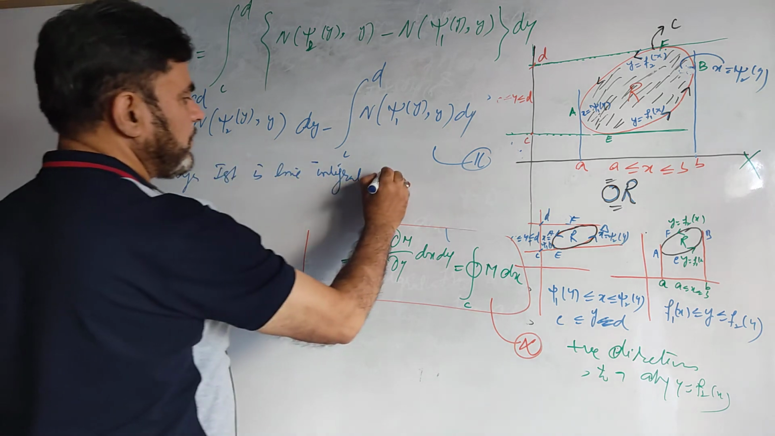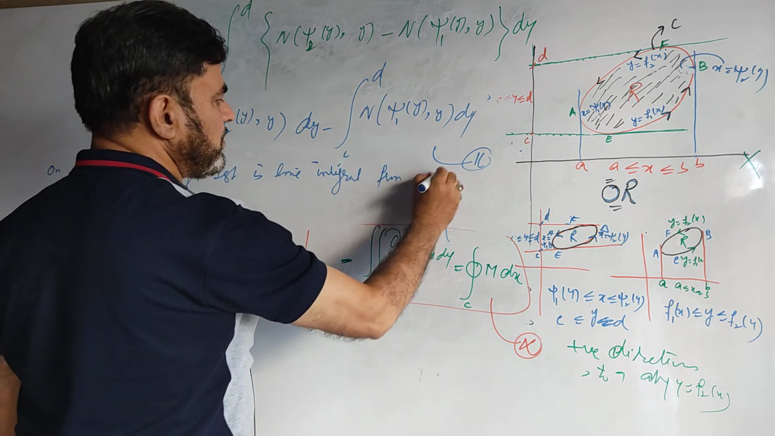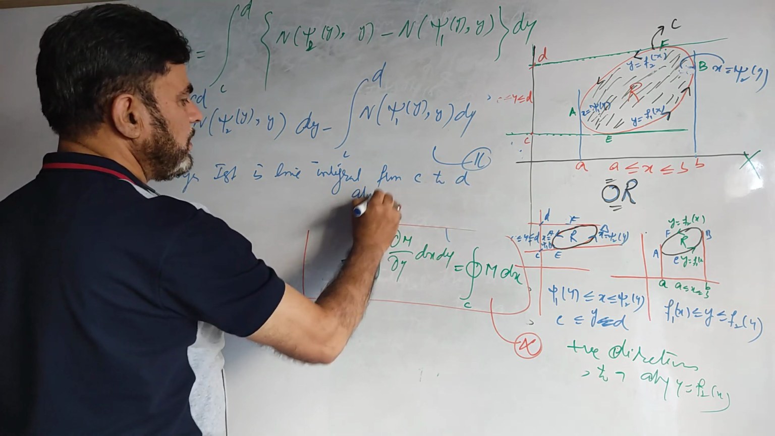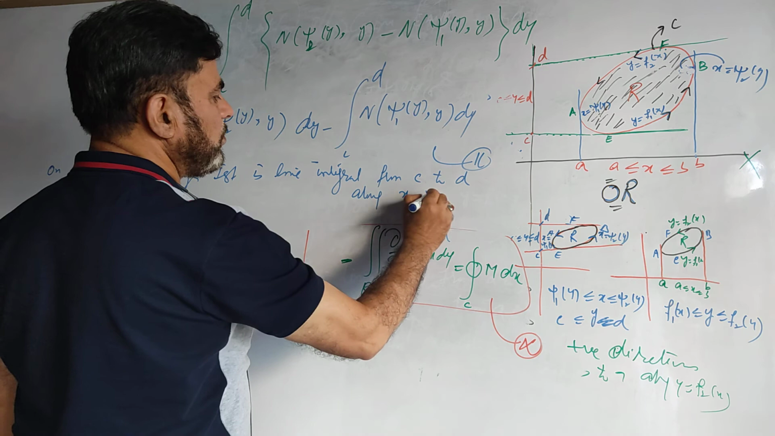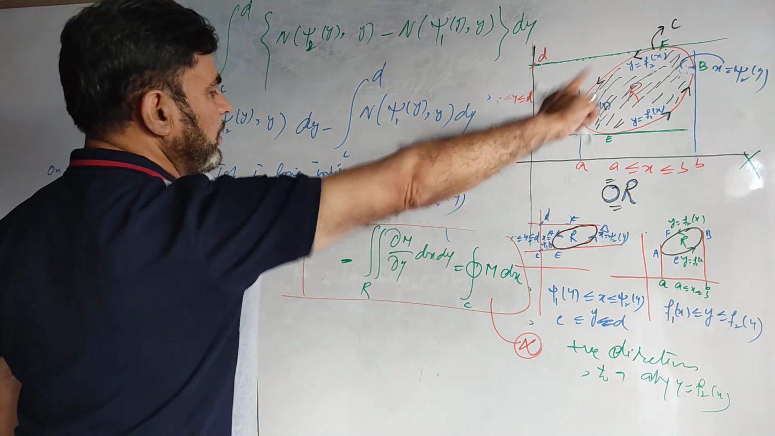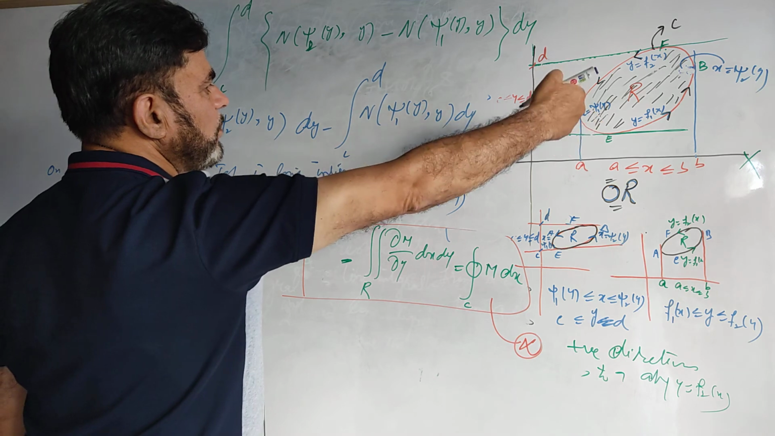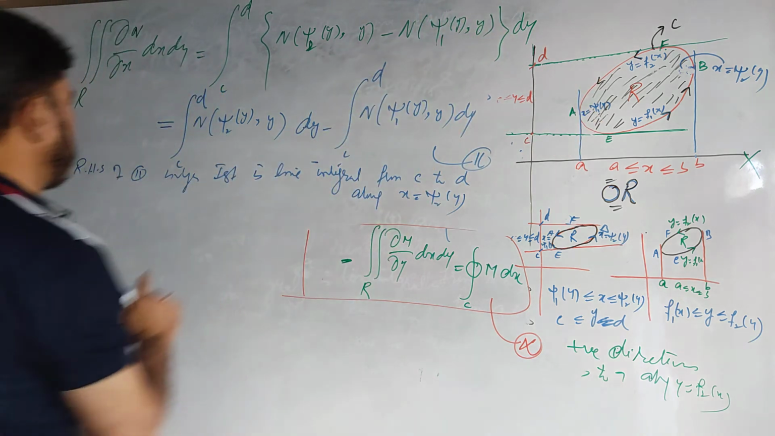It is the line integral from C to D along the curve x is equal to psi 2 y. Look at psi 2 y, where it is. If we want this positive path, it goes from C to D this way. It is okay.